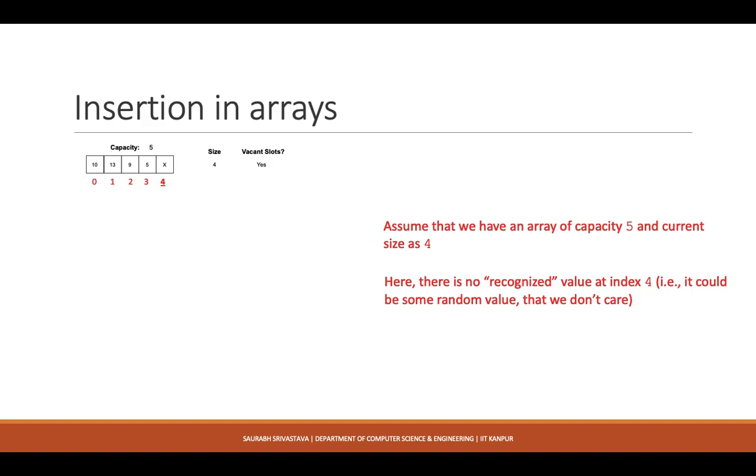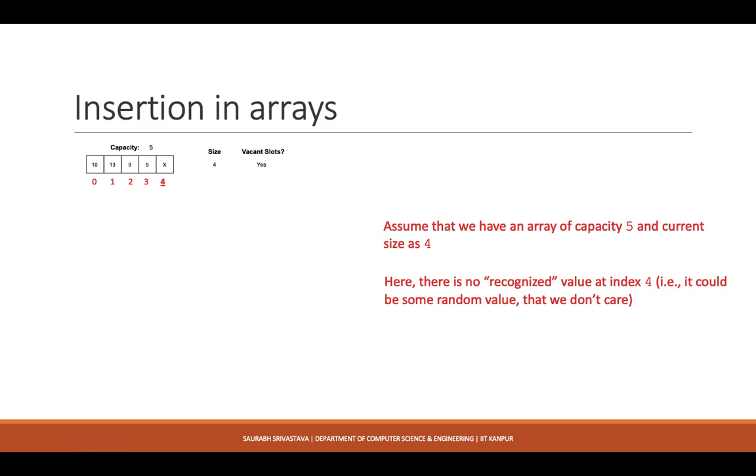This is particularly true for strings. For example, in the case of strings, you might have more space inside your array as compared to the number of characters that you're storing there. So in this particular example, I have my capacity as 5 and my current size is 4. So essentially what I'm trying to say is that this last element here, I just don't care what it is.